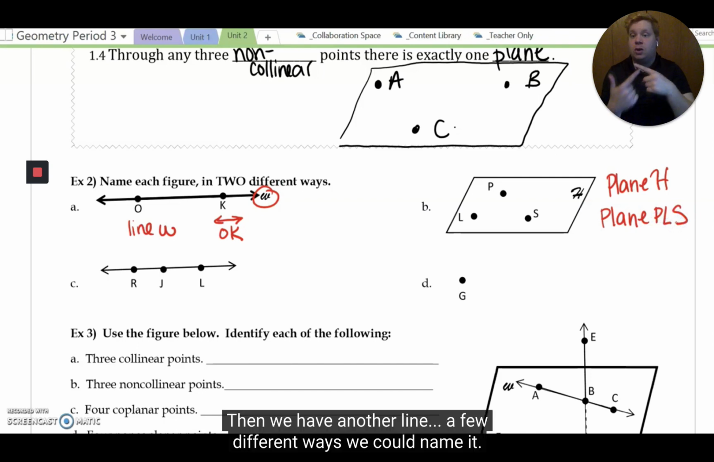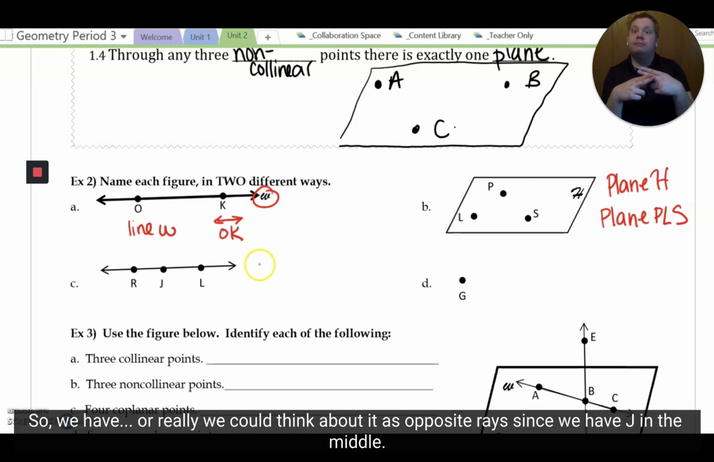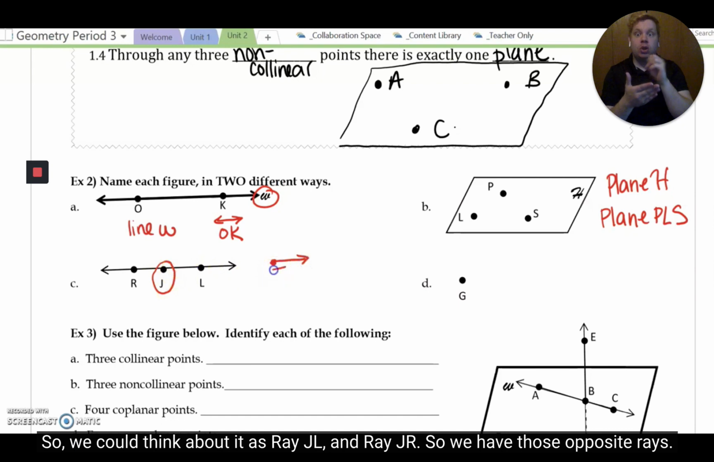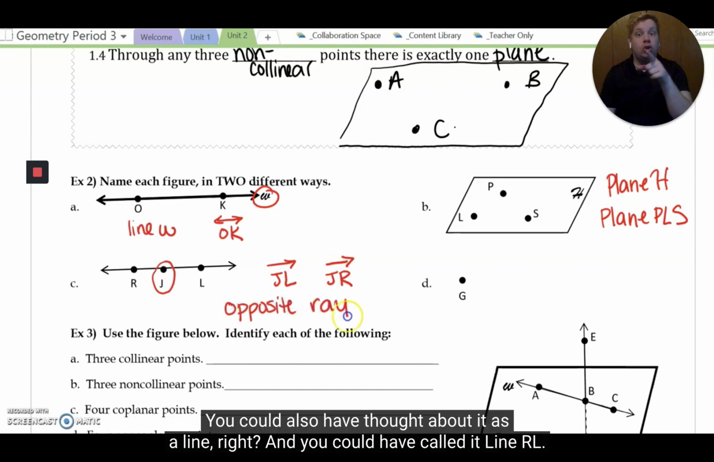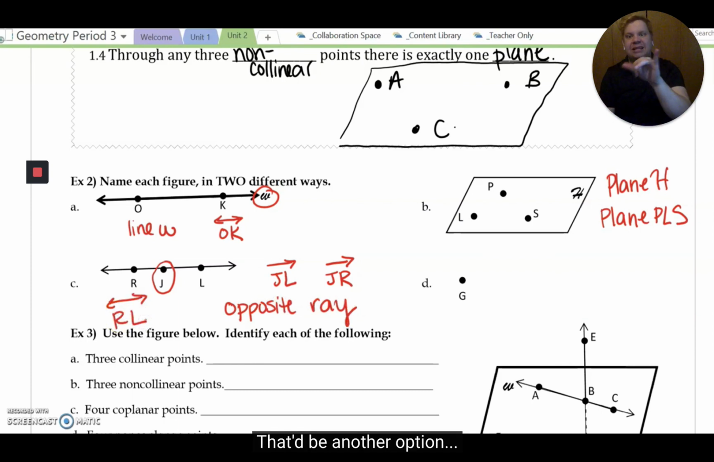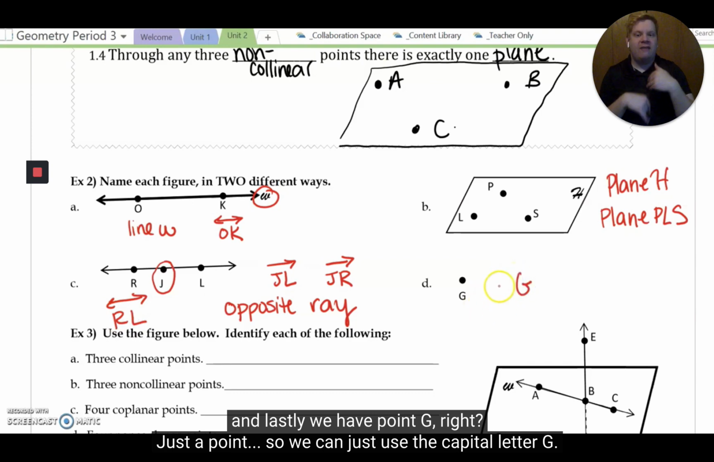Then we have another line, few different ways we could name it. Really we could think about it as opposite rays since we have J in the middle. So we could think about it as ray JL and ray JR. So we have those opposite rays. You could also have thought about it as a line, right? And you could have called it line RL. That'd be another option. And lastly, we have point G, right? It's just a point. So we can just use the capital letter G.